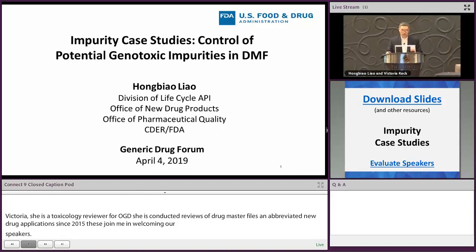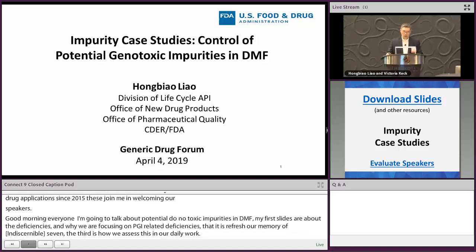This is a DMF assignment under GDUFA 2. In a 10-month review clock, DMF assessment has about 7 months to complete. The typical response time by DMF holder is 2 to 3 months. Response in a timely way might allow for a second cycle assessment. So what could we do to reduce response time? The key is DMF major deficiencies.